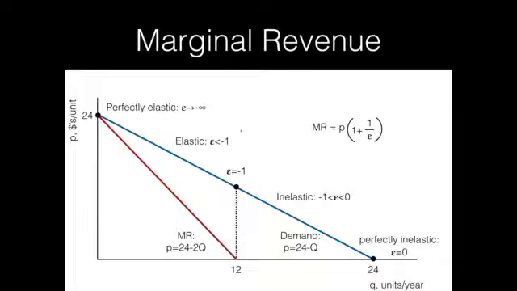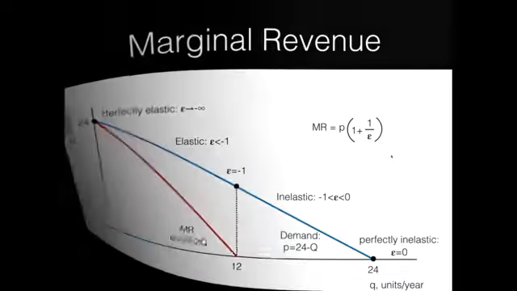Realize this here. This is a convenient formula that you should probably keep handy, or I would even recommend memorizing: marginal revenue is equal to price times, in brackets, 1 plus 1 over the price elasticity of demand. So for a monopolist, marginal revenue is a function of price and the price elasticity.